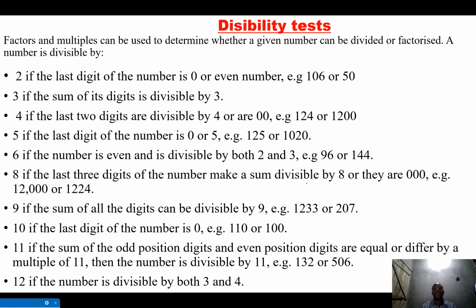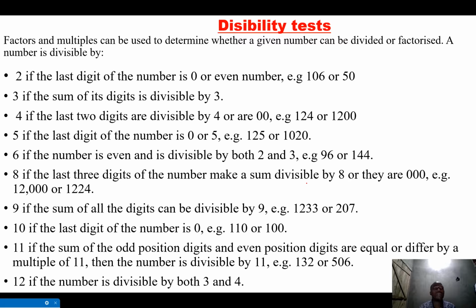So now we go to divisibility tests. We want to see if we want to find multiples or highest common factors. We want to know which numbers are divisible and which ones are not. So in this section, we shall use factors and multiples to determine whether a given number can be divided or factorized.